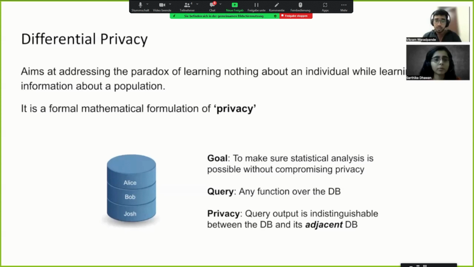And my aim with the privacy thing is that the output of the query should be indistinguishable between this database and an adjacent database. I'll shortly explain what an adjacent database is, but simply put, it's a database which is very similar to this database, but it differs in just one field. I'll explain this in further detail later on.